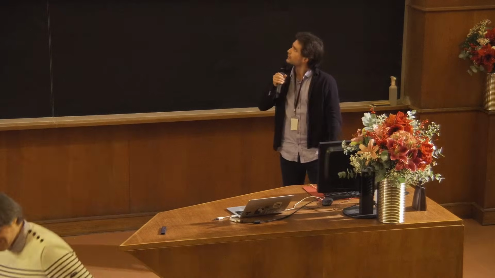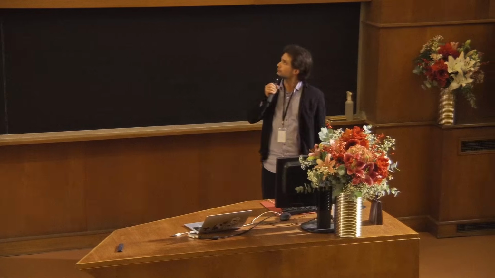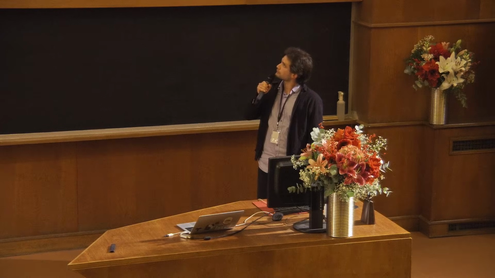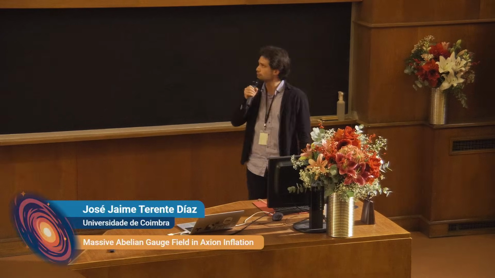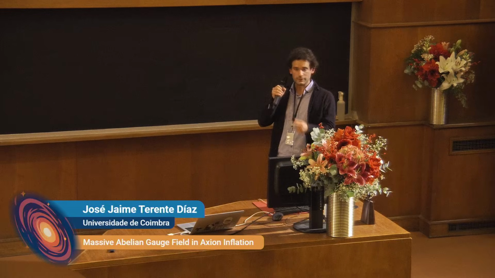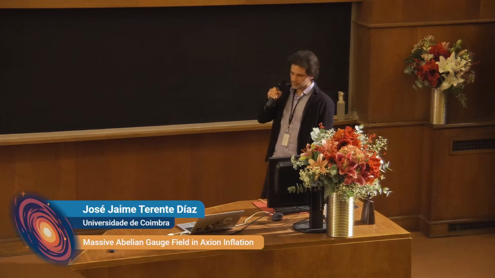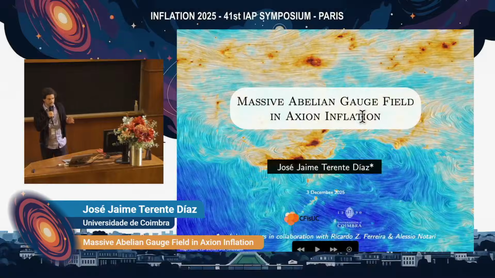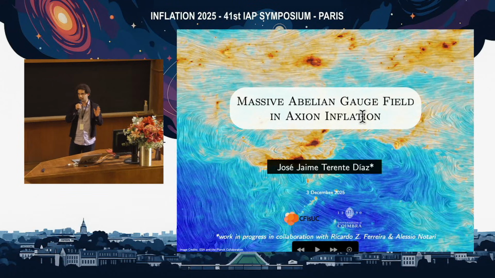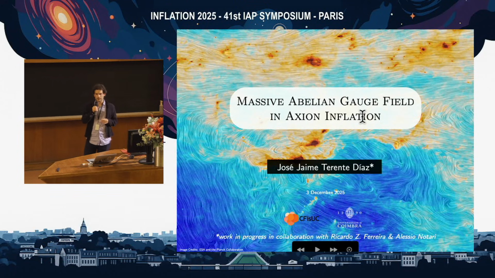Well, thanks. So I'm Jose. I'm from the University of Coimbra, and I'm presenting here a work in progress that I'm doing in collaboration with Ricardo Ferreira and Alessio Notari. So essentially what we are considering here is an action with an axial coupling between a massive abelian gauge field, which is something you would expect from thermalization or a Stueckelberg mechanism, and a pseudo-scalar axion-like field which results in a tachyonic enhancement of the gauge transverse modes during inflation.